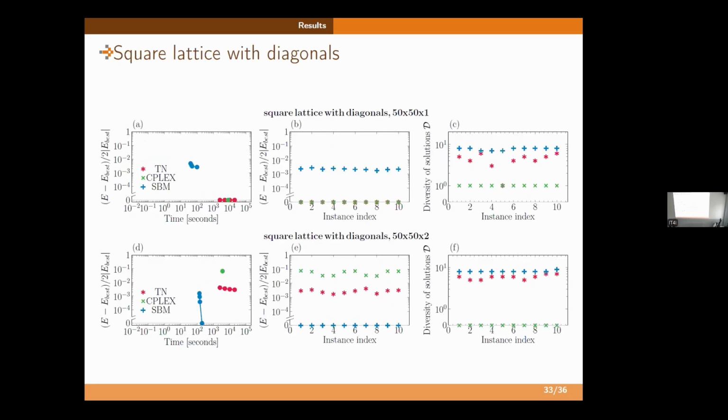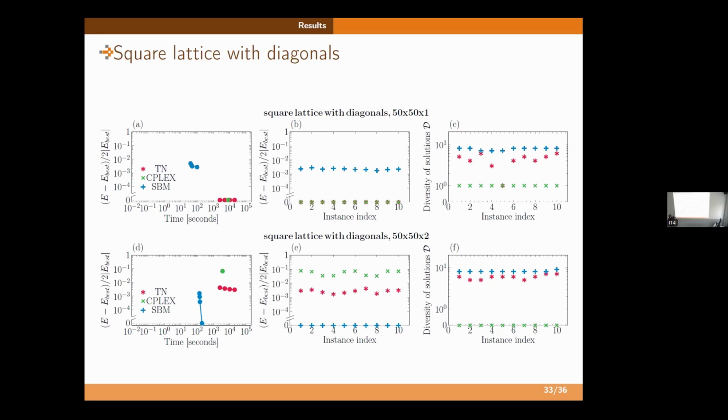But we also looked into another class of instances, because we can. Instead of native instances, we looked into the square lattice with diagonal connections, here 50 by 50, which is around 2000 spins. Here we have the square lattice with one spin on each lattice site with diagonal connections. Here we also compare CPLEX and SBM, and we didn't have to use loopy belief propagation because we could take this instance as we want.